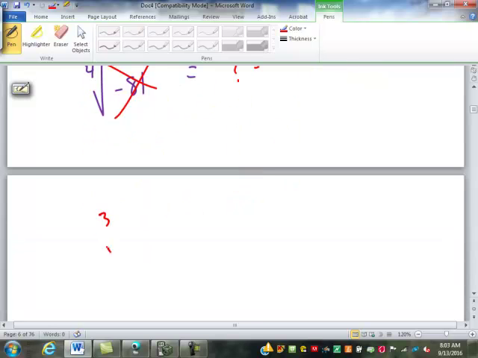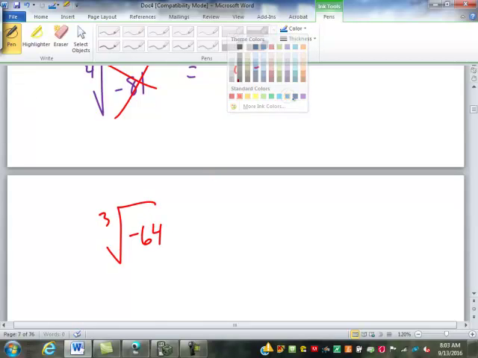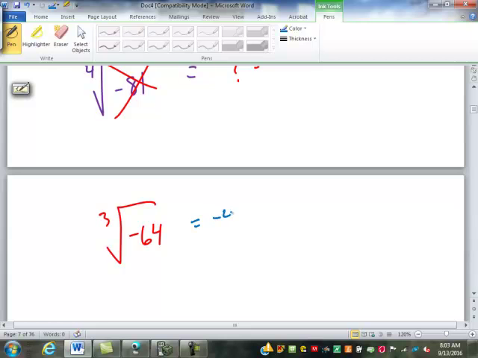How about a third root of a negative 64? Try it. How come we can do the third root and not square root or fourth root? Because it's an odd number, it's not an even power. Odd powers can give us negative results. It comes out to be a negative 4 here. So since an odd power can give us a negative result, we can do an odd root of a negative number. It works out.